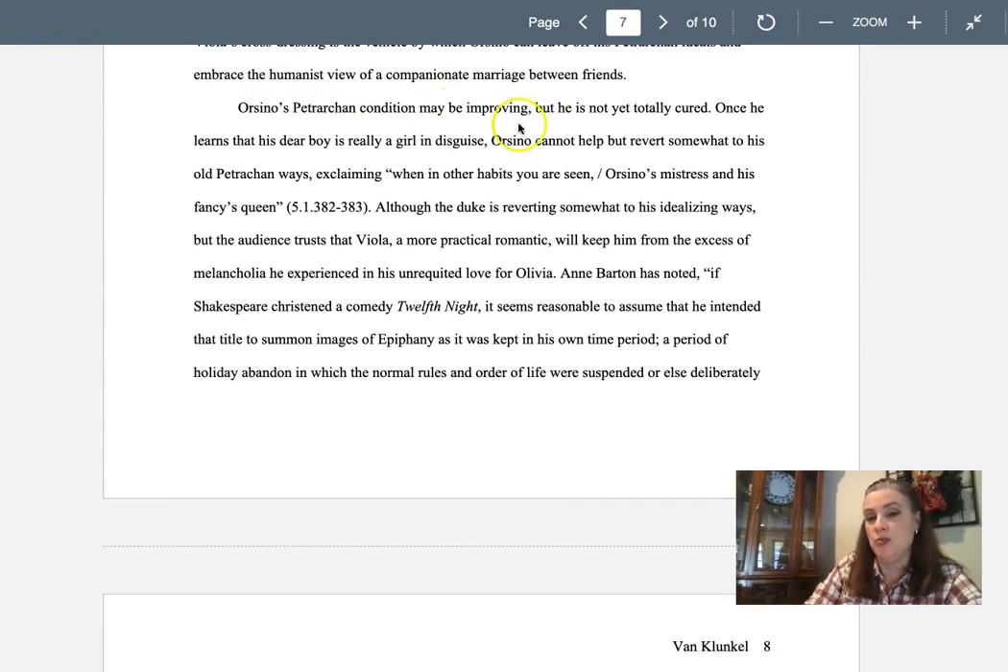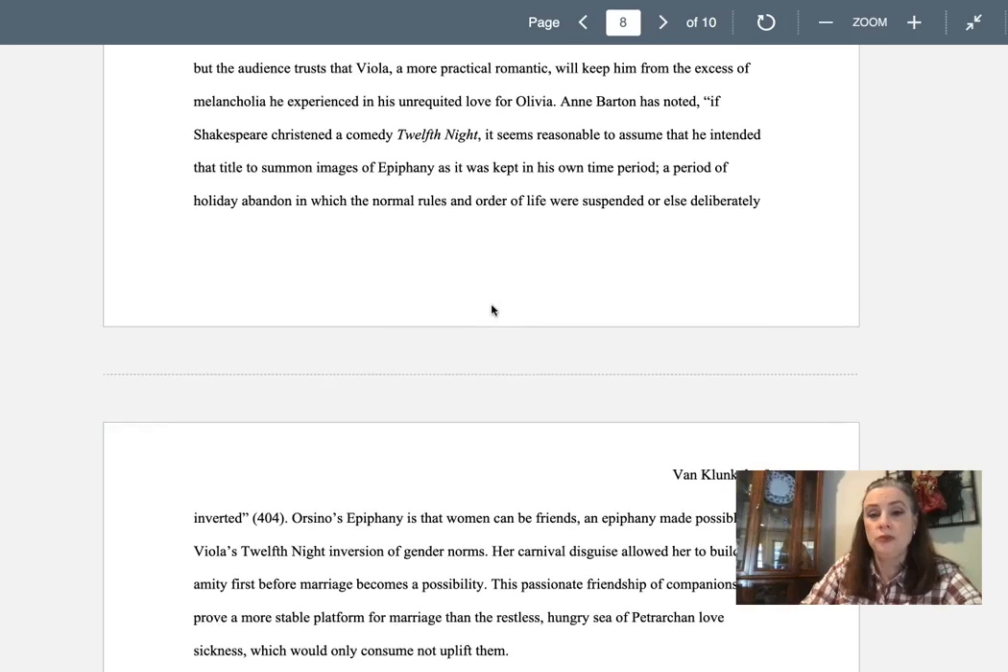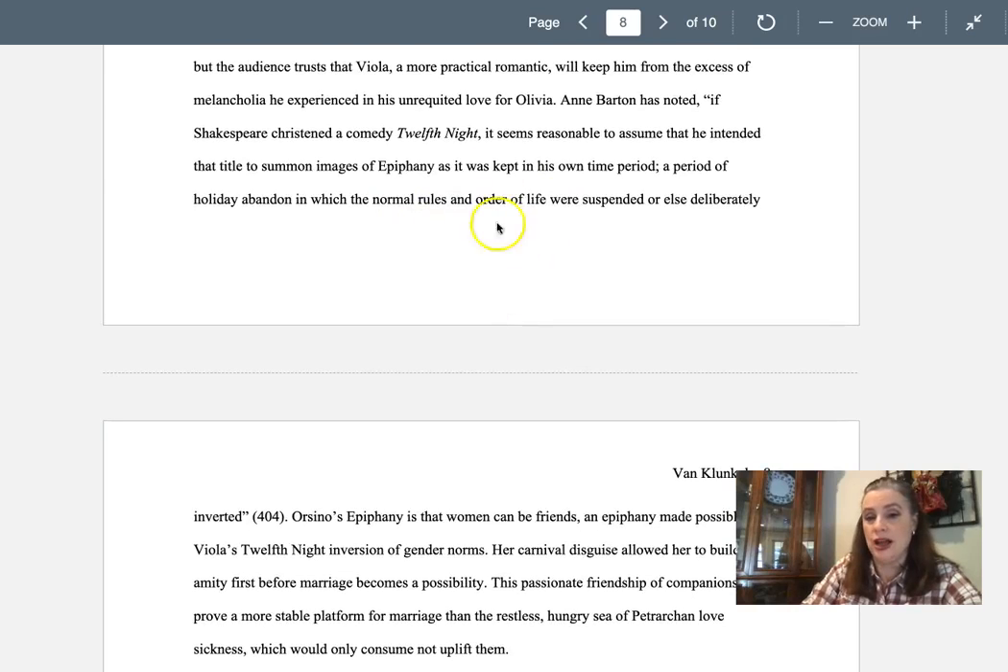Orsino's Petrarchan condition may be improving, but he is not yet totally cured. Okay, so I talked to you guys about this. This is a kind of technique you can use in your conclusion, to continue the analysis. Okay, and I talk about that. But then I say, you know, this is not actually what's happening. This is not the main theme.